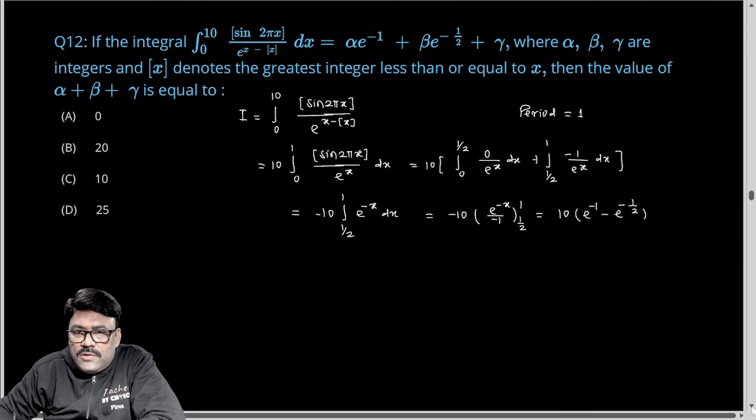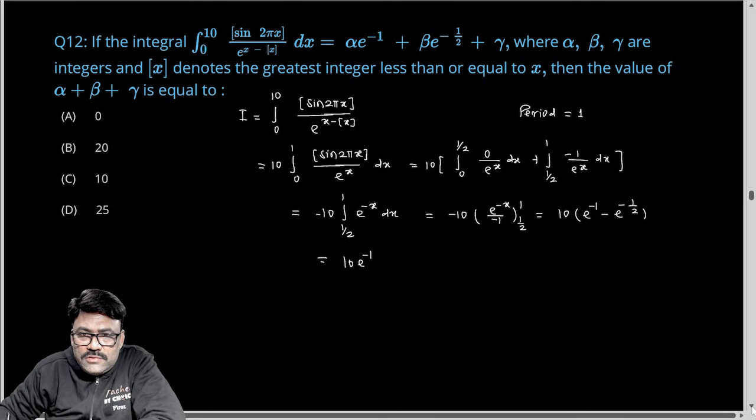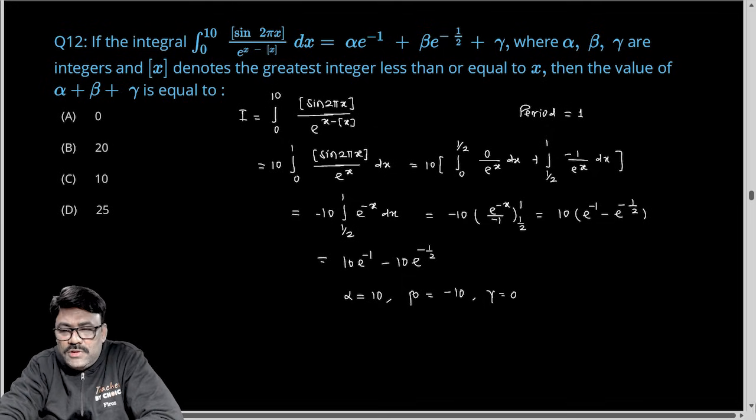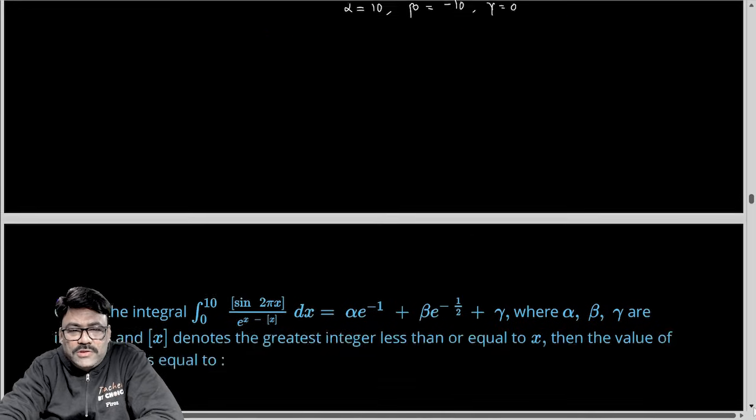Right? So ultimately you can see that your integral is 10 times e raised to minus 1 minus 10 times e raised to minus half. So that means in place of alpha you are getting 10, in place of beta you are getting minus 10, and no other term, so gamma is 0. And hence alpha plus beta plus gamma is 0. Option A should be the correct option.